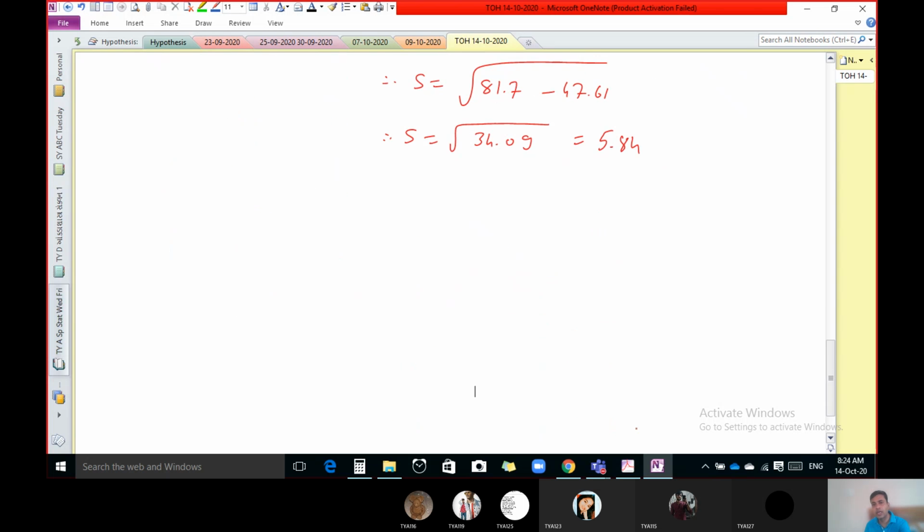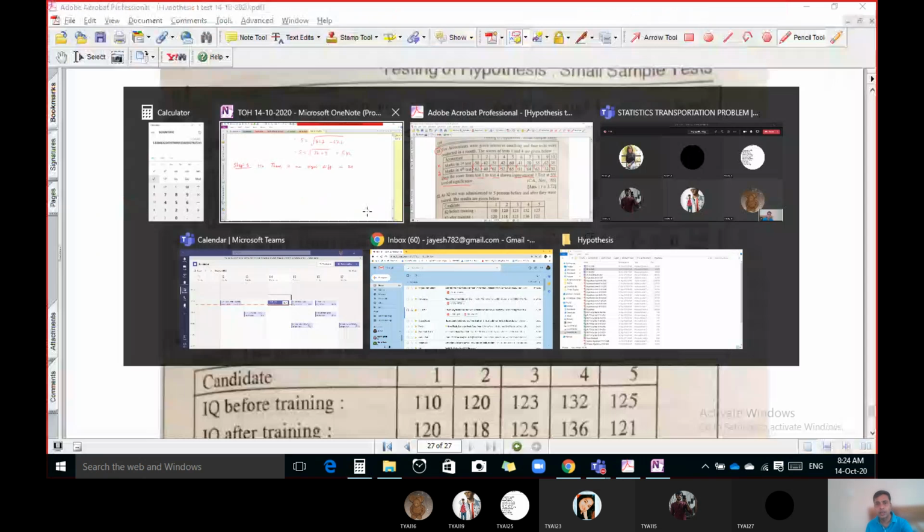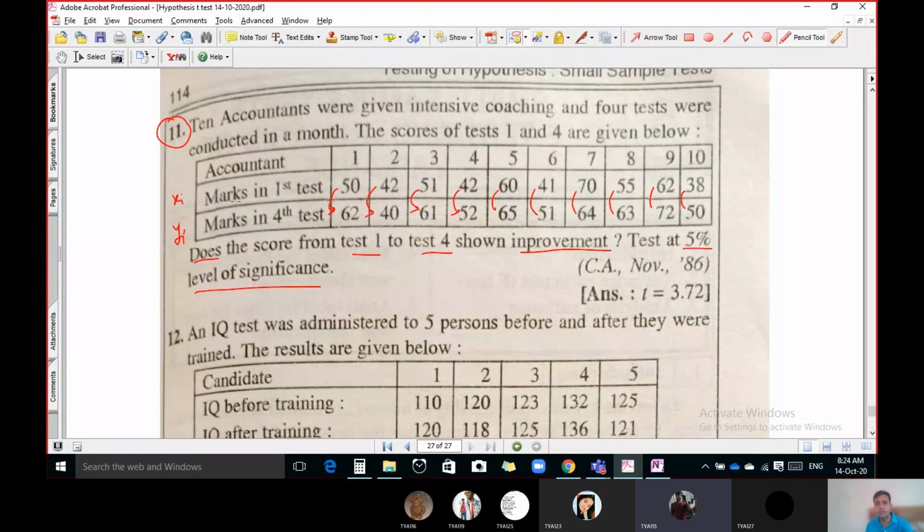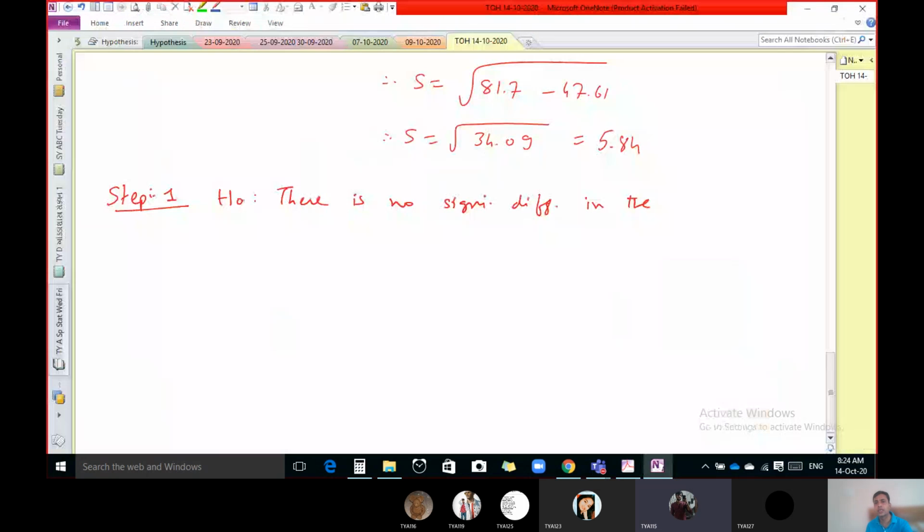Okay, now let us start. Step 1, H naught. Here we have to write there is no significant difference in the marks. Sir, standard error नहीं find करना है अभी. नहीं, जरूरत नहीं है. ओके.